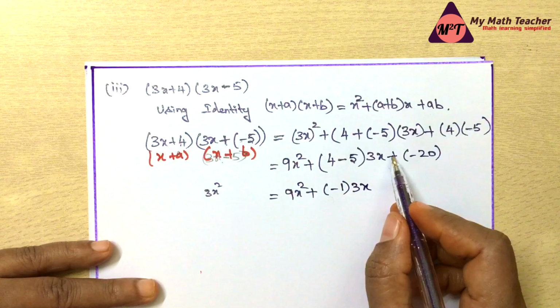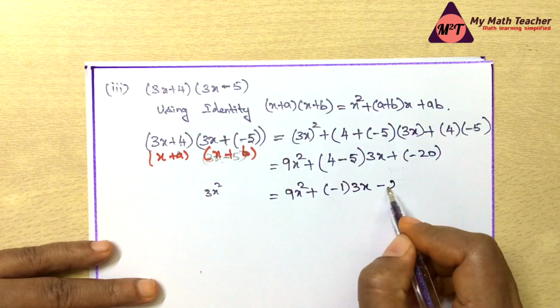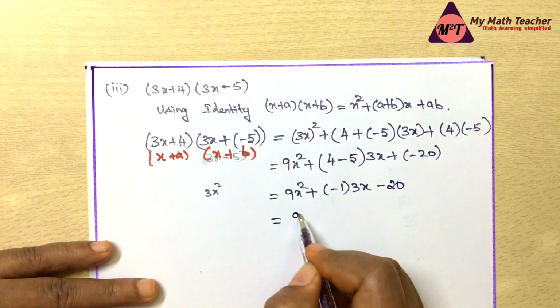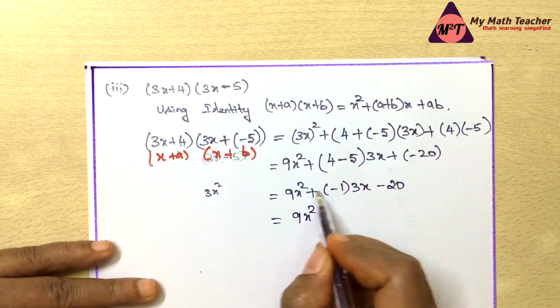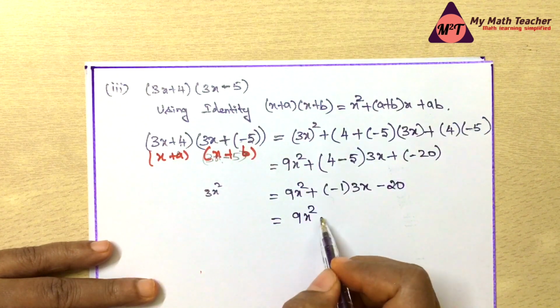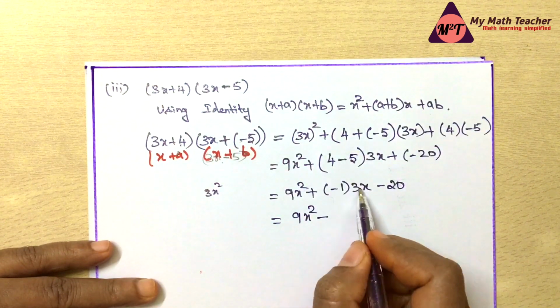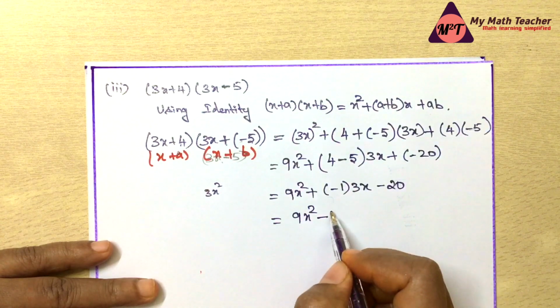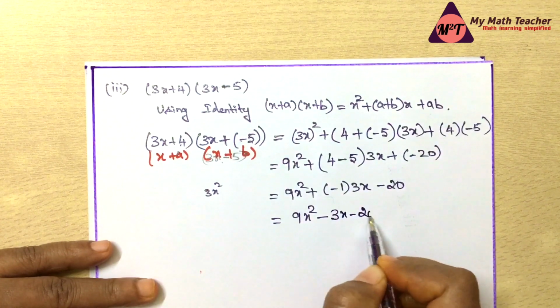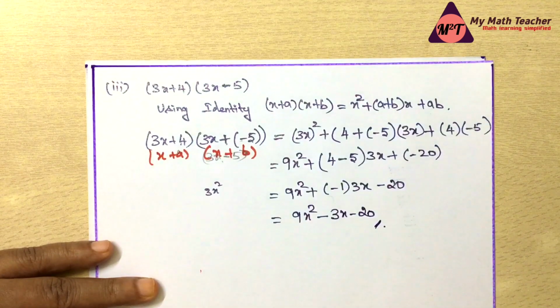Now remove the bracket. Plus into minus is minus 20. Finally 9x square. Remove the bracket by multiplying the sign. Plus into minus is minus 1 into 3x, it is 3x minus 20. This is the final answer.